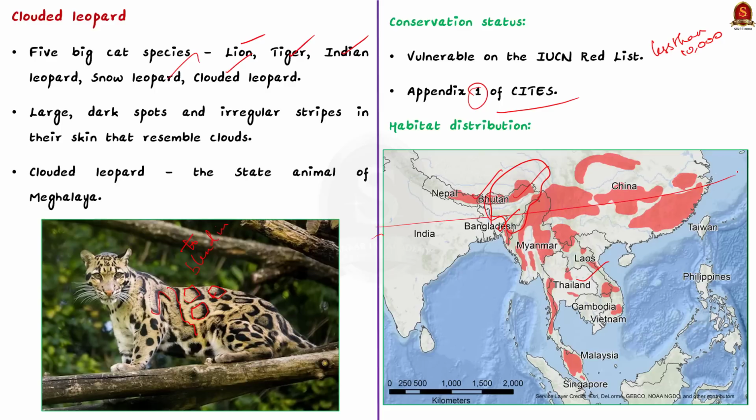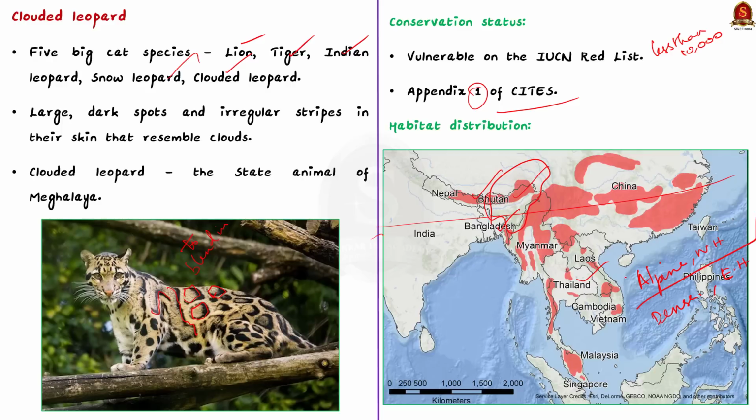An important difference between snow leopard and clouded leopard is that snow leopards are larger and live in alpine environments, while clouded leopards live in dense forest. Snow leopards are distributed in western Himalayas, while clouded leopards are distributed in eastern Himalayas.